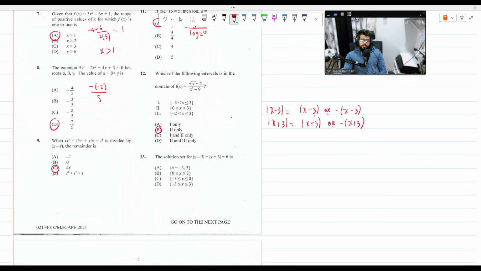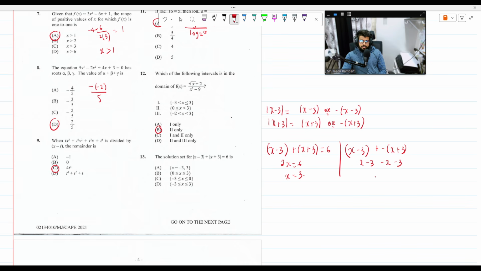So let me take case 1, where we take in x minus 3, the two positive values, plus x plus 3 is equal to 6. 2x is 6, x is 3. Let me take this with this. So we're going to get next case x minus 3 plus minus x plus 3, which is x minus 3 minus x minus 3.